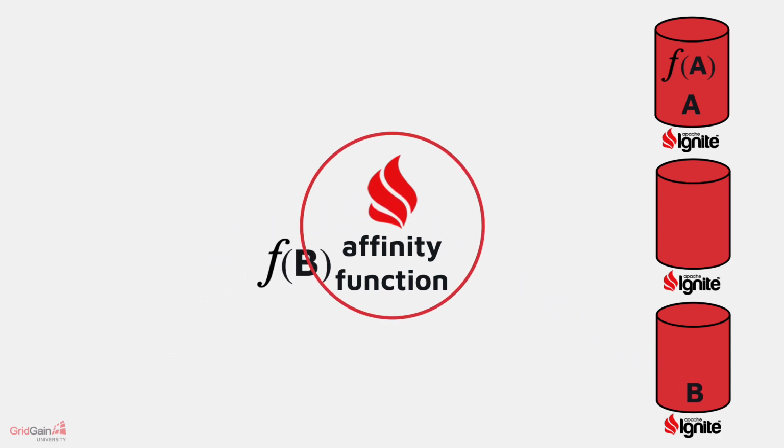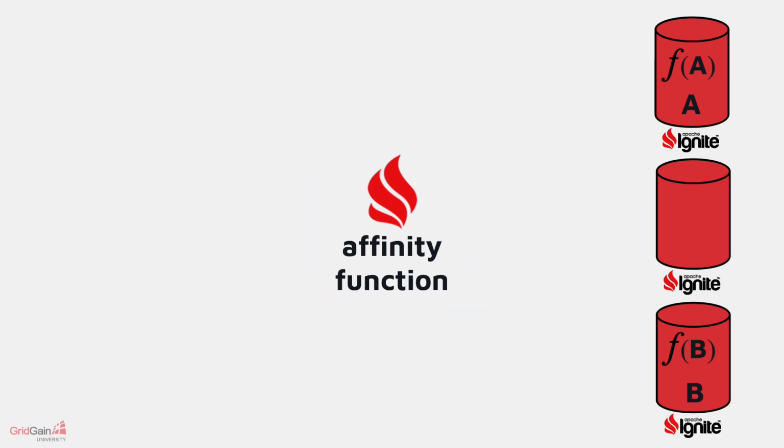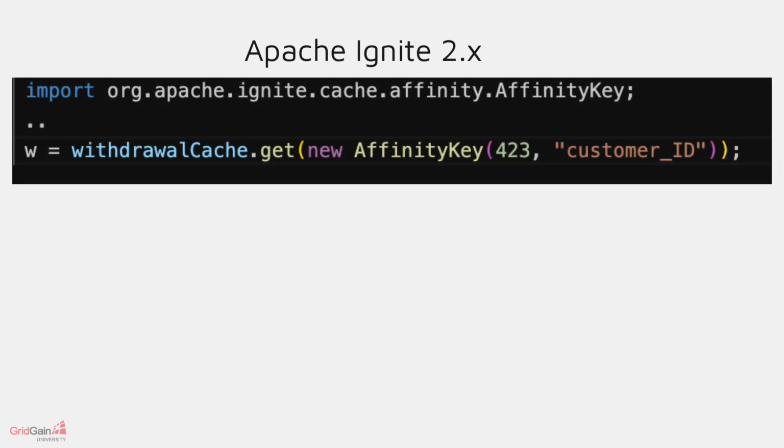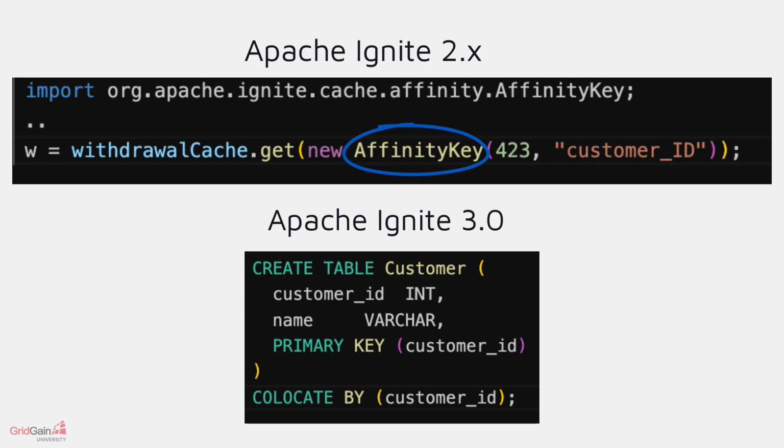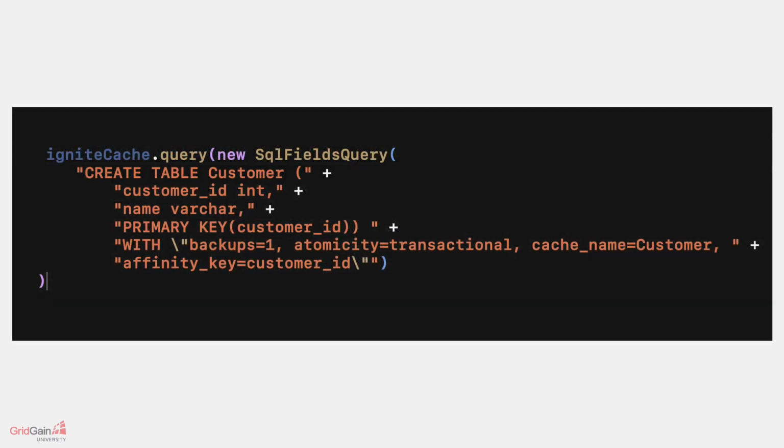The simplest form of this function is usually just a field or a key from the data object or table. By specifying this key, you ensure that data objects or rows in tables will be distributed to partitions with other data with matching keys. Now, Apache Ignite, prior to version 3.0, uses the term affinity key, whereas Apache Ignite 3.0 onwards uses the term colocate directly, as shown here with the colocate by clause. But the concept is exactly the same. Specifying our customer ID from our customer and withdrawal tables in our example would ensure that all data related to a particular customer would be on one node.